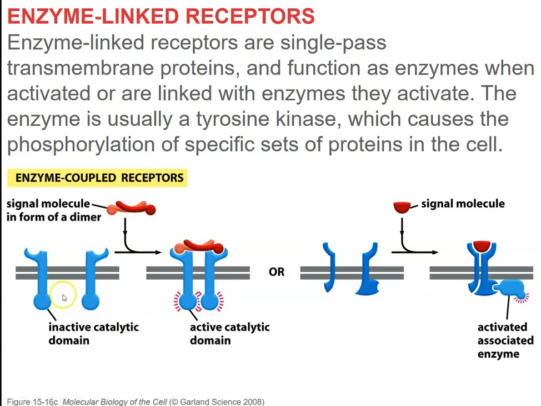So the way this works is that these domains are inactive, but when the signaling molecule binds, the signaling molecule is in the form of a dimer, and when it binds, it dimerizes the receptors. And again, either it's an enzyme itself or it's associated with an enzyme. Here, this shows an enzyme itself, and this shows a protein that, when it dimerizes, is associated with an enzyme, and then that enzyme can phosphorylate different proteins in the cell, which lead to downstream effects.